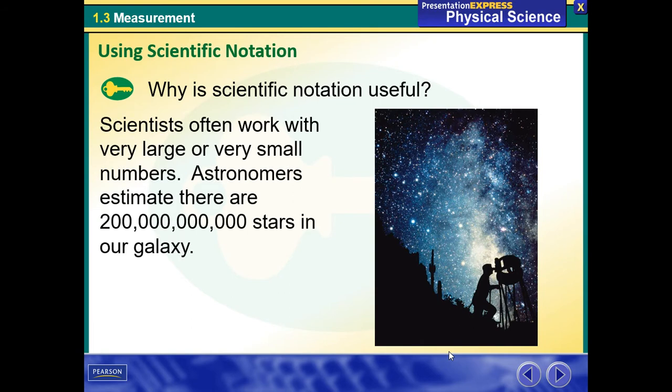Well, the reason it's so useful is because scientists work with very large numbers or very, very small numbers. And this allows them to work with these very big and very small numbers more easily. For example, astronomers can estimate that there are 200 billion stars in our galaxy. And instead of writing this number every single time they want to write 200 billion, they can write it in scientific notation and give a little bit more meaning behind it.